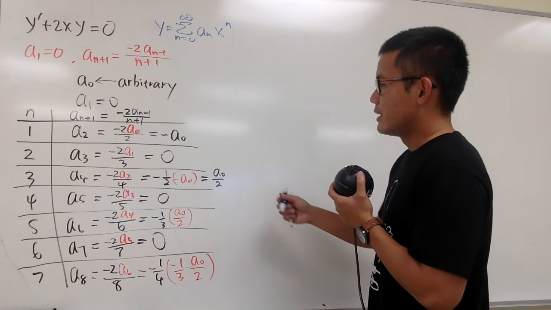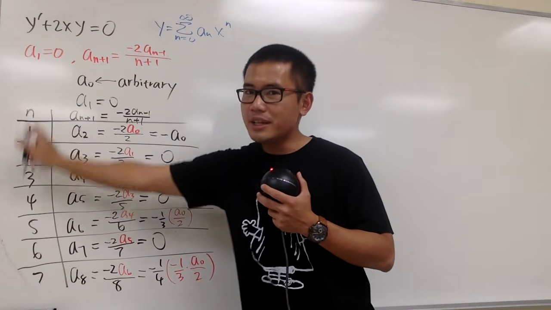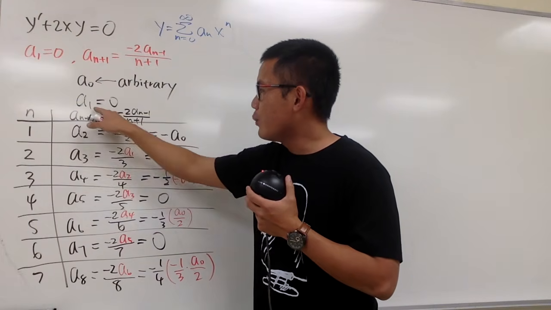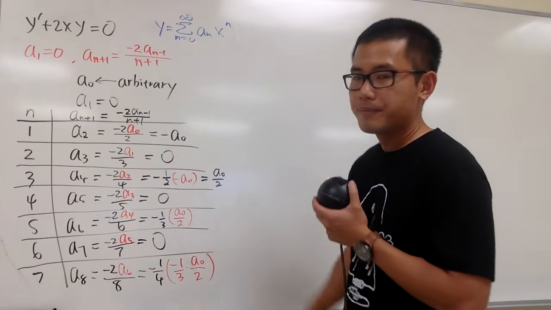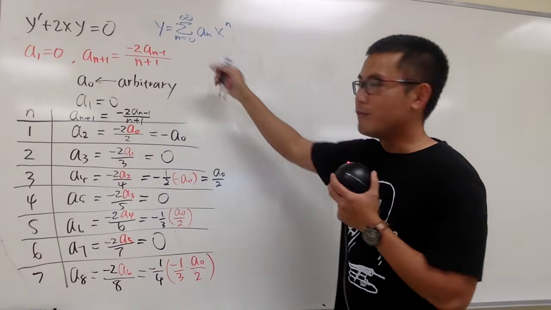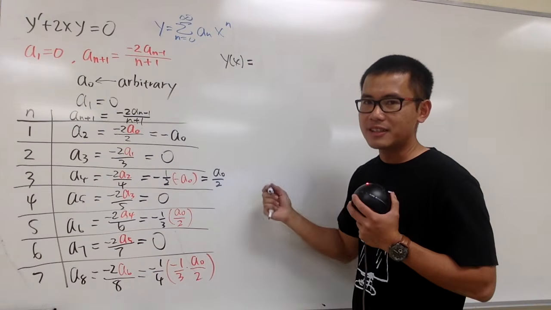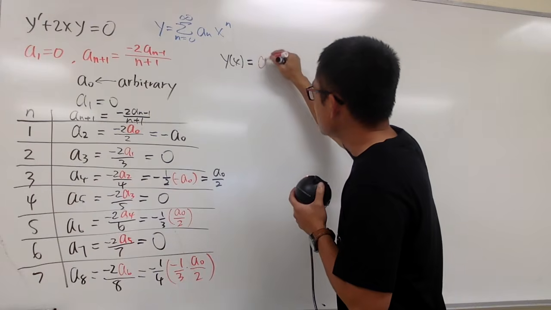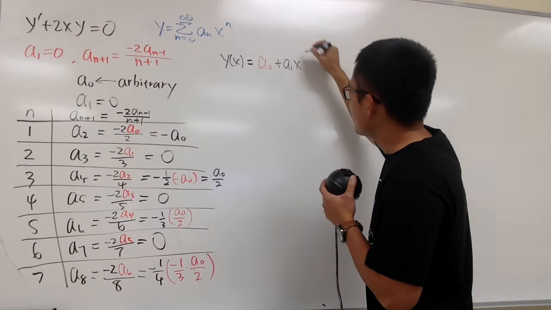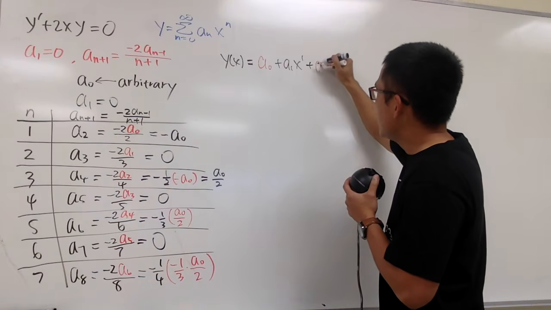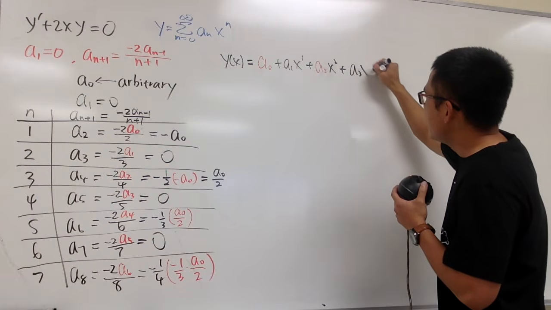Anyway, all the odd number terms, you're not looking at these n's. You're looking for a1, a3, a5, a7, right? All these are 0. We know our solution is going to be in that form. So we have y of x is equal to the first term, it's the constant term, namely a0. So let's put this down right here. And the next one is going to be plus a1 x to the first power. And the next one is going to be a2 x squared. And the next one is going to be a3 x to the third power.